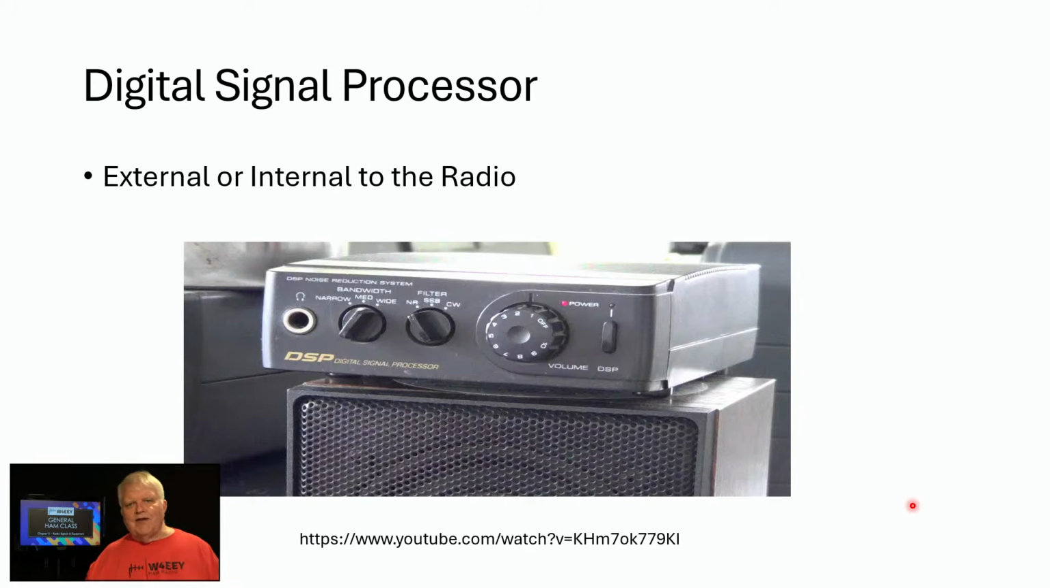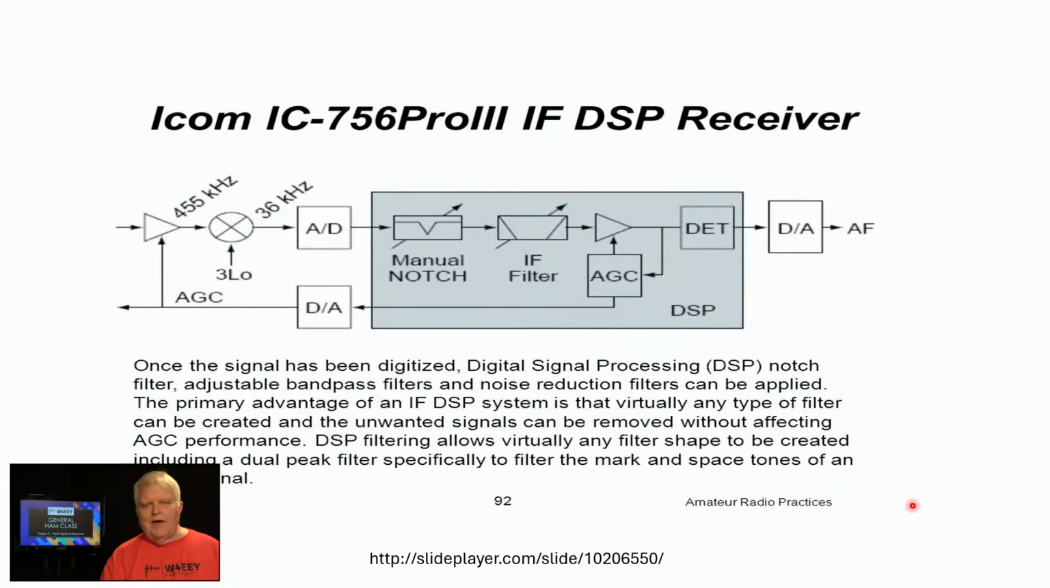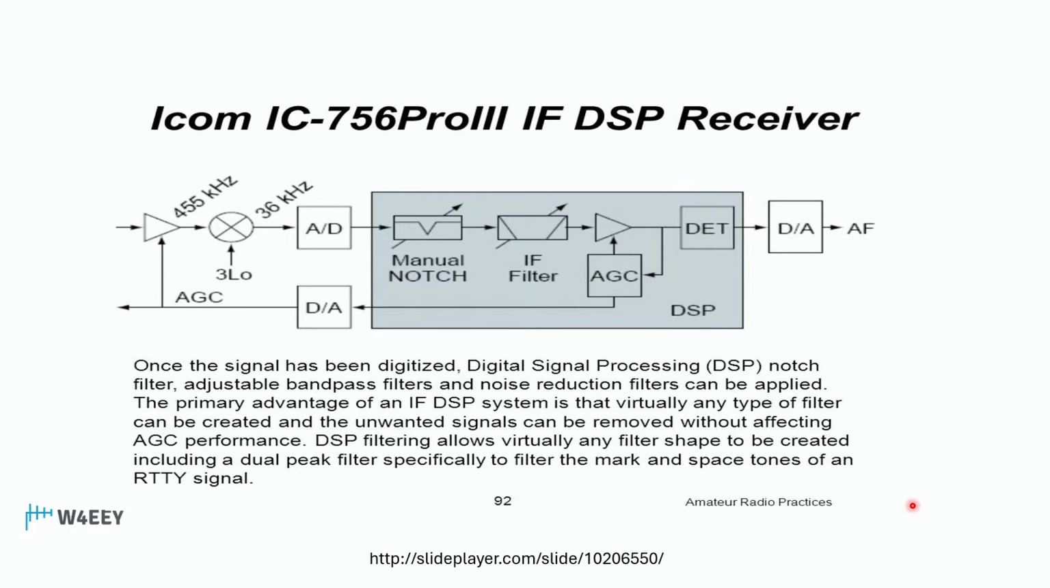Nowadays, digital signal processing is what's going on in most modern radios. And digital signal processing can be external. This is an old Radio Shack DSP unit that operated at the audio level. And it had a noise reduction function that could actually reduce background hiss and static and noise. It worked okay. But nowadays, ever since the mid 90s, the DSP functions are built into radios as early as the IC756 from ICOM. Digital signal processing does it all.